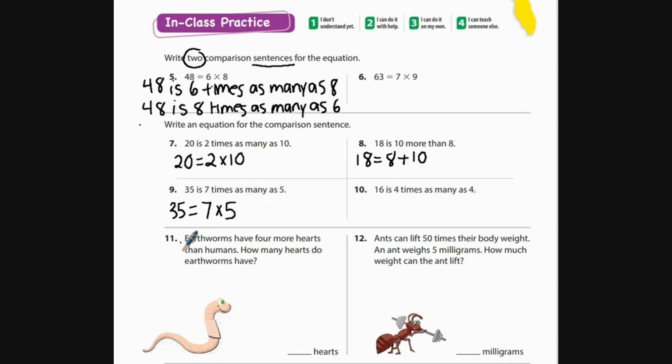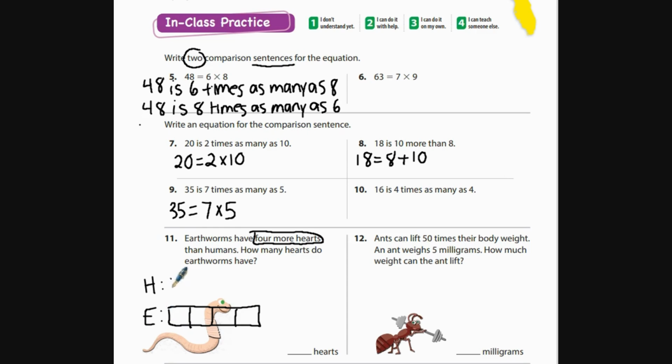This is a reading one pretty much. It's kind of like an inference here. Look what it says. Earthworms have 4 more hearts than humans. Well, I think that's an important one. So they have 4 more hearts. So let's do this. We have humans and we have earthworms. Earthworms have 4. Let's draw 4. 1, 2, 3, 4 more hearts than humans.